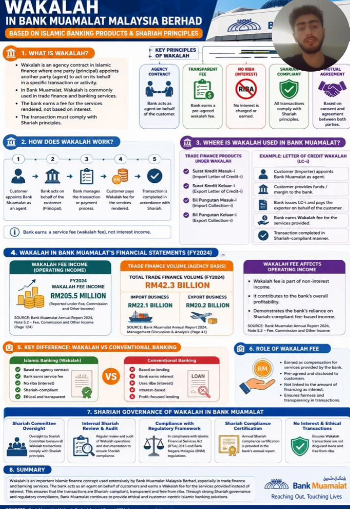What makes Wakalah successful is not only the contract itself, but also the strong governance and supervision behind it. Through Sharia oversight, regular audits, regulatory compliance, and ethical business practices, Bank Muamalat ensures that Wakalah continues to uphold the values of transparency, accountability, and trust. In conclusion, Wakalah demonstrates how Islamic banking can offer modern financial services while remaining faithful to Sharia principles and promoting ethical financial practices.